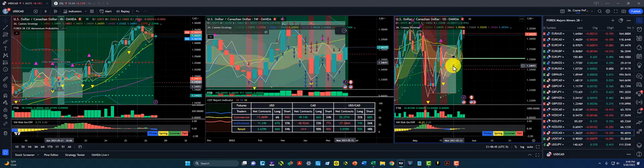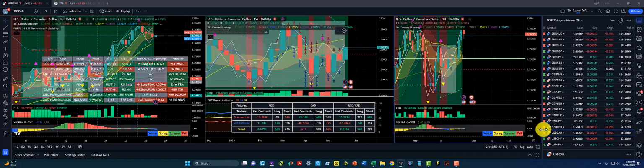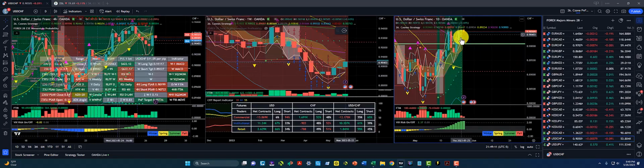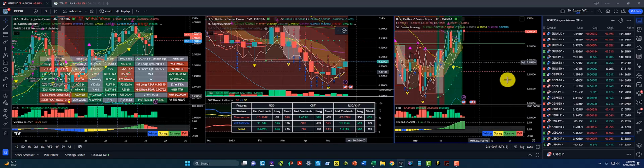US dollar Canadian dollar, overall trade to the upside. Everything to the upside starting on the 22nd. Wonderful trade to the upside of $866 profit on one standard lot. US dollar Swiss franc, also another wonderful trade to the upside. You have $426 gain on one standard lot.